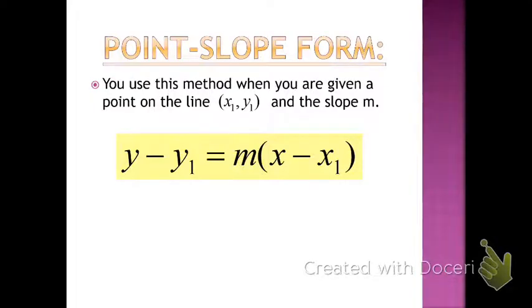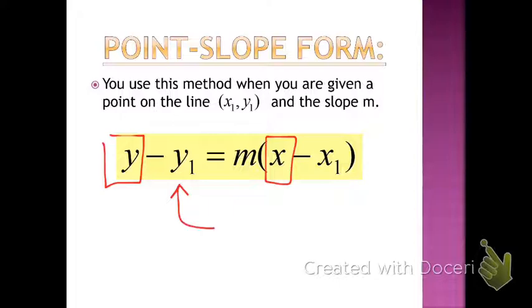Now that we know how to write the equation of a line in slope-intercept form, we're going to look at how to use another form called point-slope form. Point-slope form is y minus y sub 1 equals m times the quantity x minus x sub 1. In this formula, the x and the y are not going to change. They are going to remain variables.